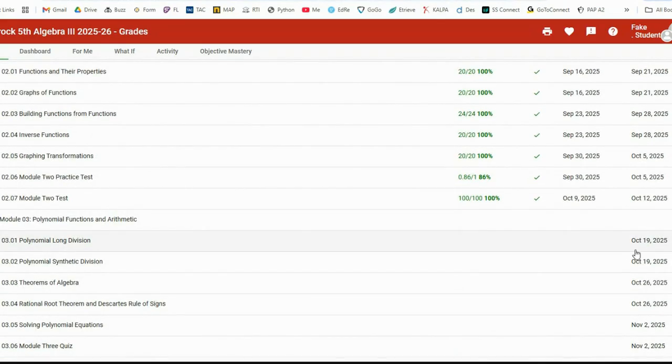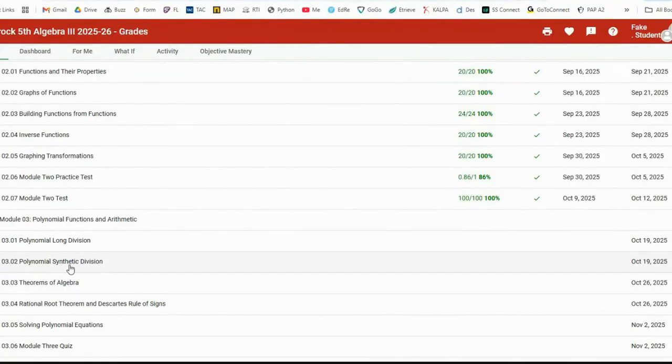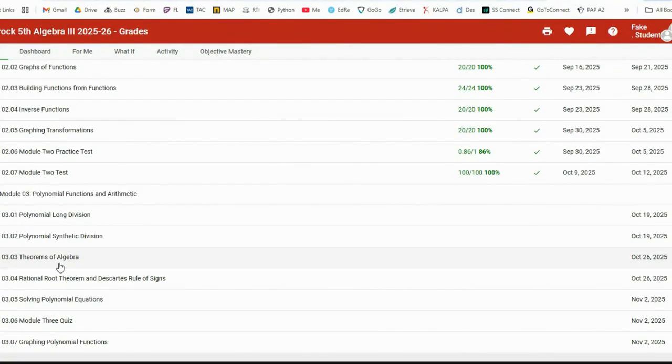And you see, we've got two things we're covering: polynomial long division and then polynomial synthetic division. That doesn't mean synthetic as in it's not natural. Well, maybe it is not natural. I don't know. So we're going to spend 2 weeks on this. Then we'll do theorems of algebra and the rational root theorem, Descartes. There's a lot of really good stuff in this whole unit. Hopefully we'll have time to get through all that. And then we've got 2 lessons each week, and then a quiz on week 3 over everything we're learning.